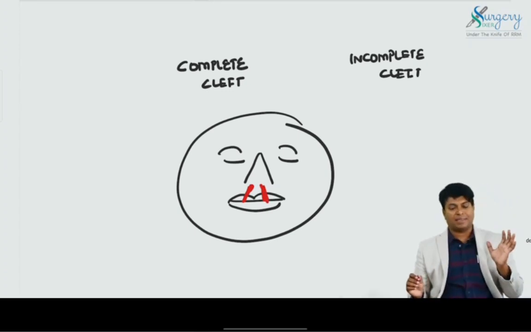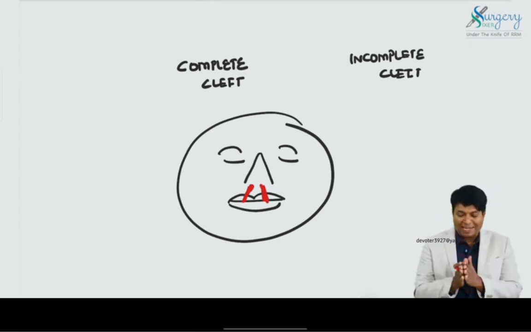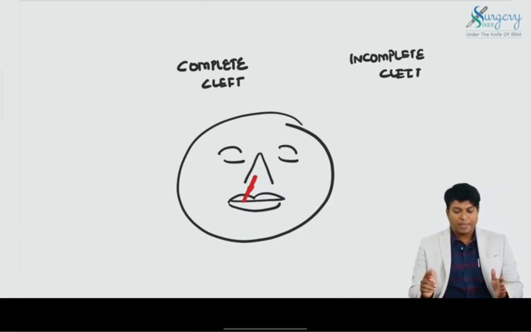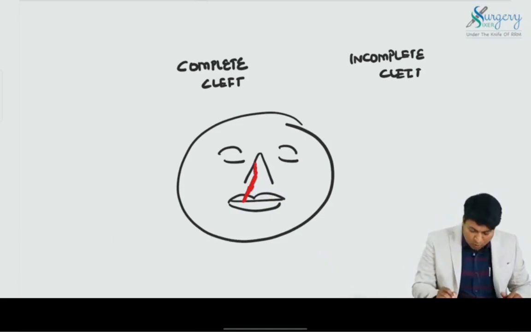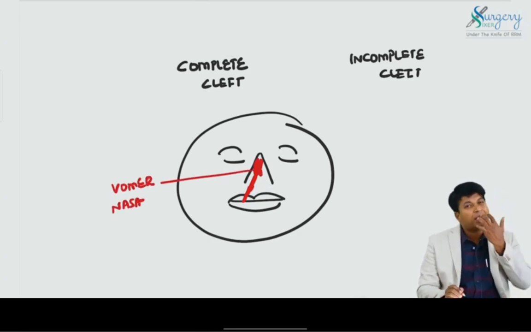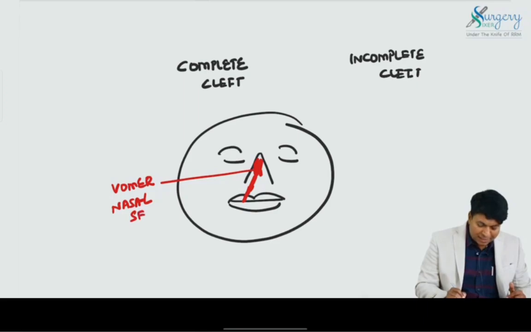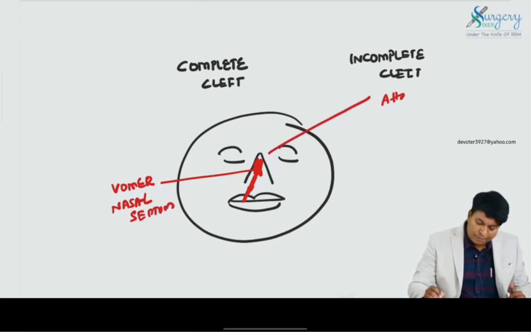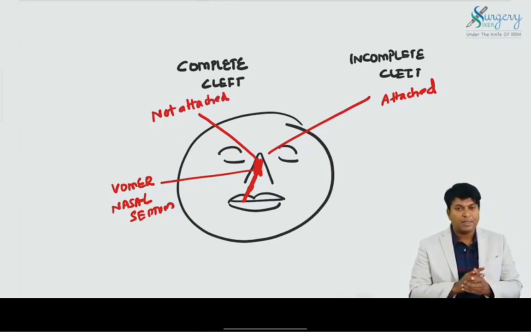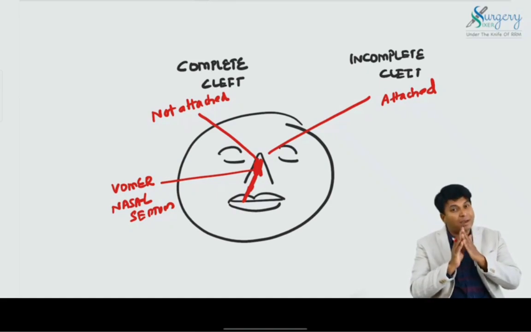The cleft palate is due to failure of fusion of the palatine shelves. On this failure of fusion, if the cleft is attached to the vomer bone or nasal septum, it is known as incomplete. If it is not attached, it is known as complete. So please remember this point. The cleft attached to the vomer is incomplete; not attached is complete.